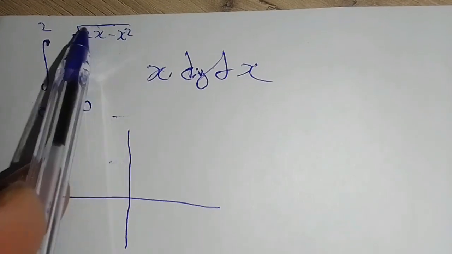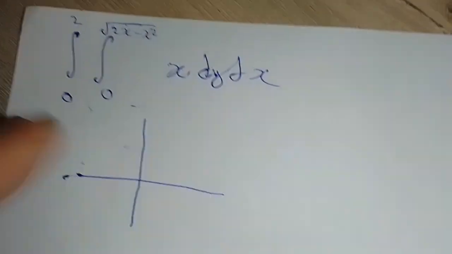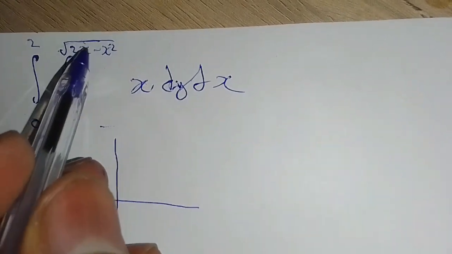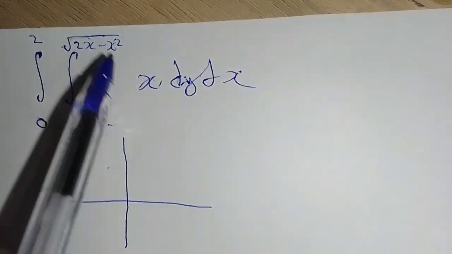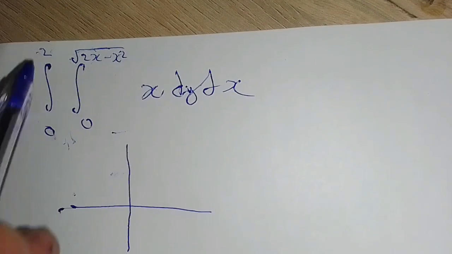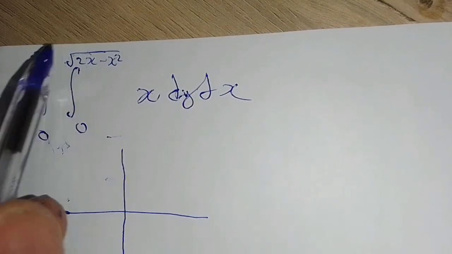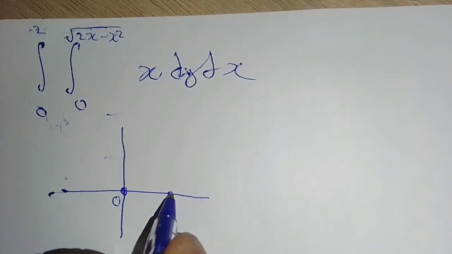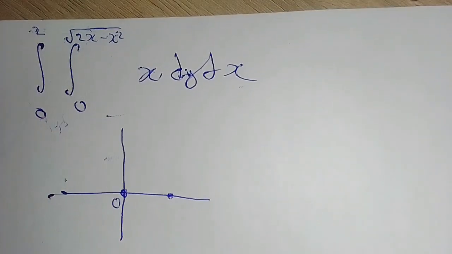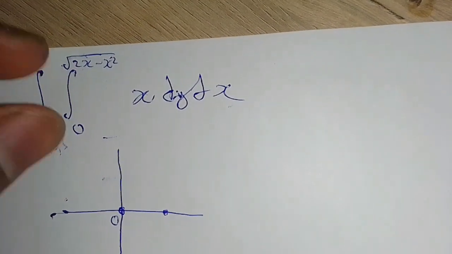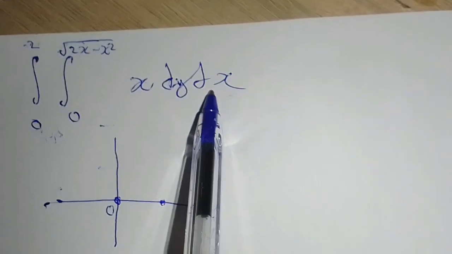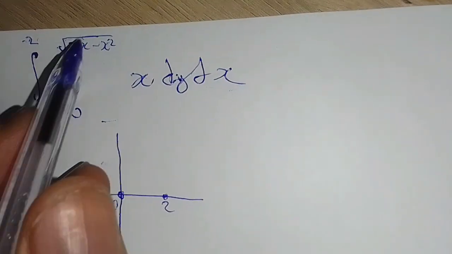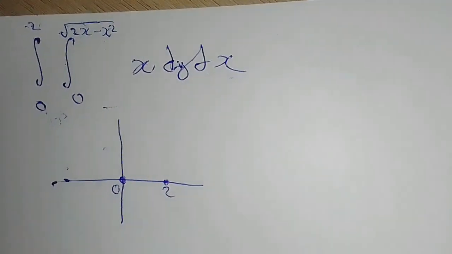Y goes from 0 to the square root of 2x minus x squared. But basically we know that the square root of 2x minus x squared is a circle. Well, a semicircle. Then it's just going to be a quarter of a circle, because now we see that both bounds of x and y are positive, so that means we'll be in the first quadrant. Now x goes from 0 to 2. This bound on the outer integral is associated with x, so x goes from 0 to 2. And then from 0 to the square root of 2x minus x squared, that's y.